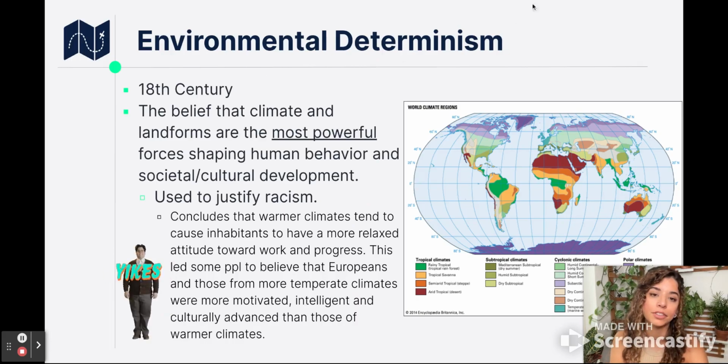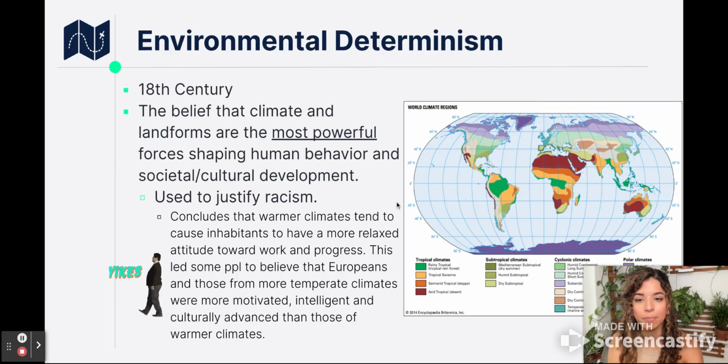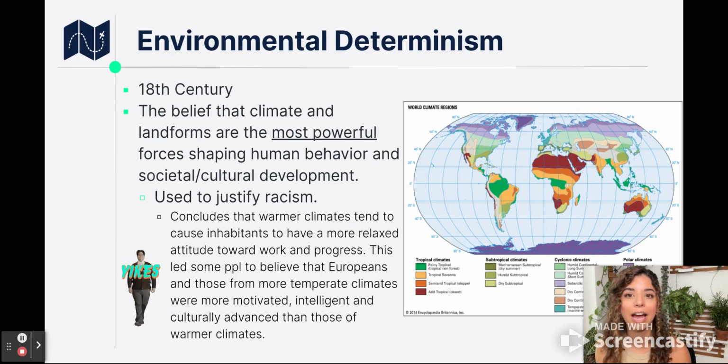Another thing that unfortunately is true with environmental determinism is that there was a point in time where that was used to justify racism. So, the way that we saw that was that warmer climates tend to cause inhabitants to have a more relaxed attitude toward work and progress. That was kind of the thought, right, that people had at a particular point because of environmental determinism. So this led some people to believe that Europeans and those from more temperate climates were more motivated, more intelligent, and more advanced than those of warmer climates.